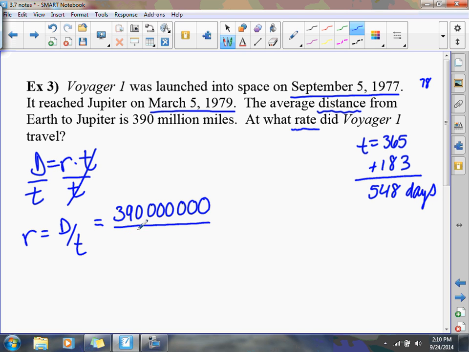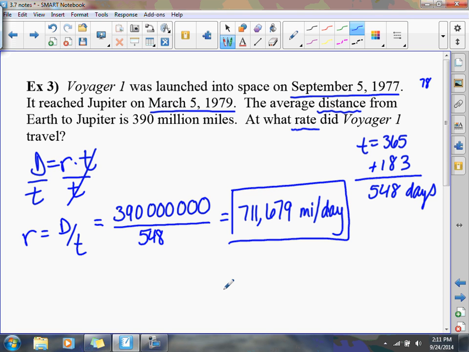So my time then will be the 548. And when I divide those two out, I'll get 711,679. Now again, remember my distance was miles and my time is days, so this would be miles per day. So that is pretty fast, I would say. If you're covering 711,000 miles in 24 hours, that's really fast.